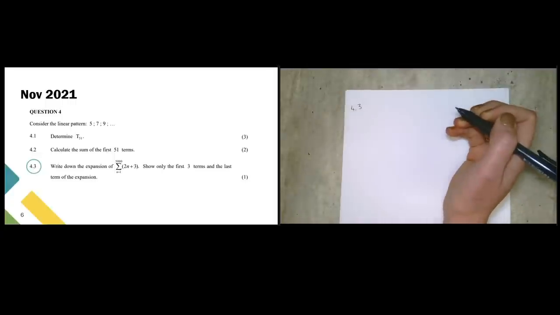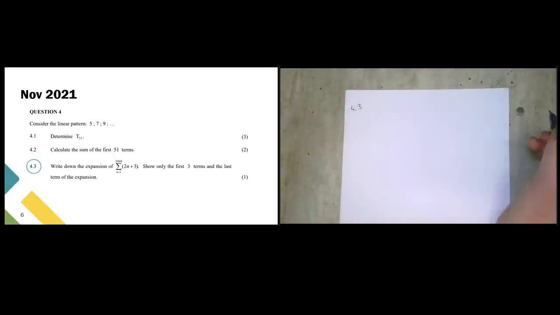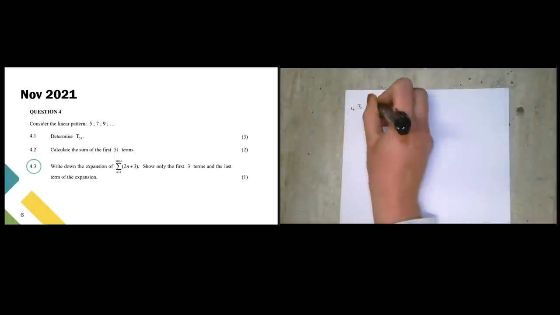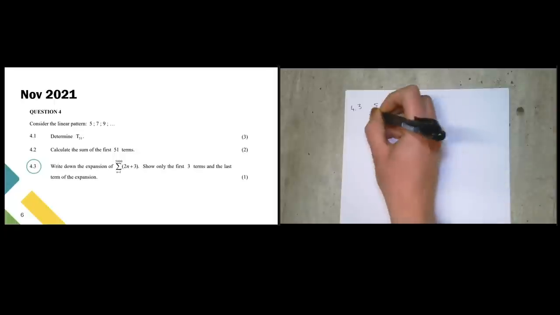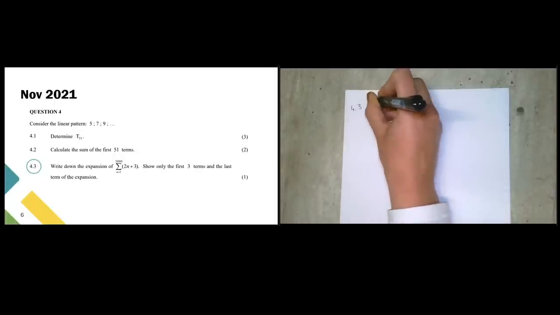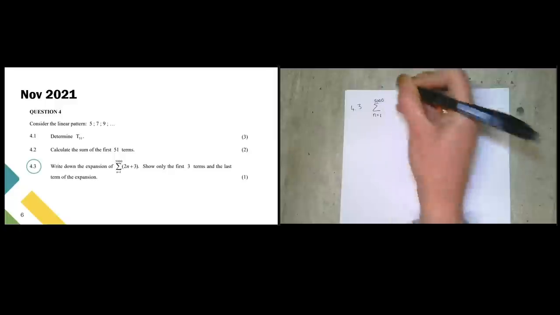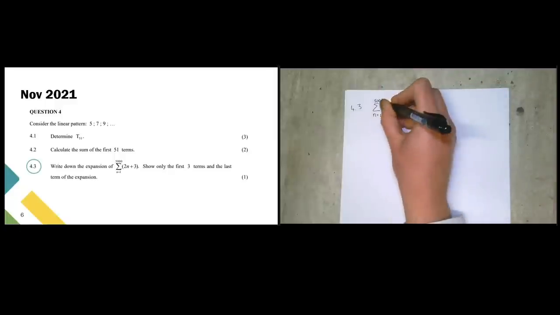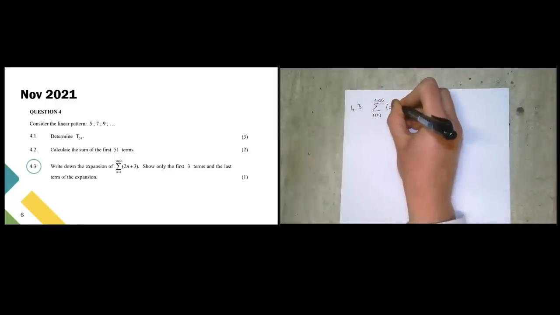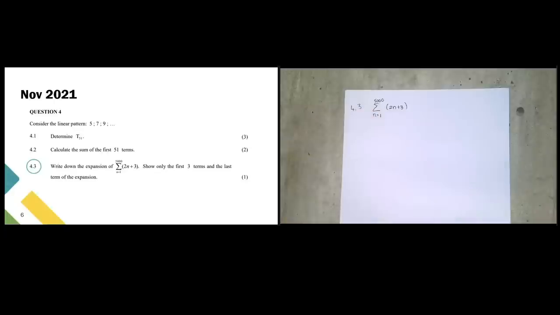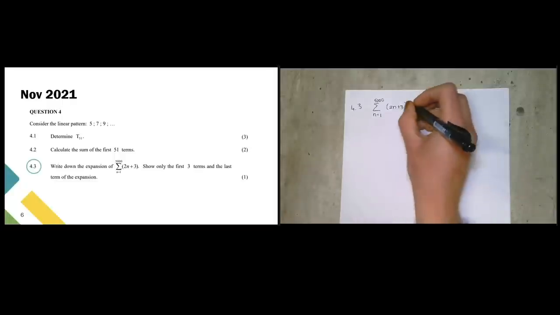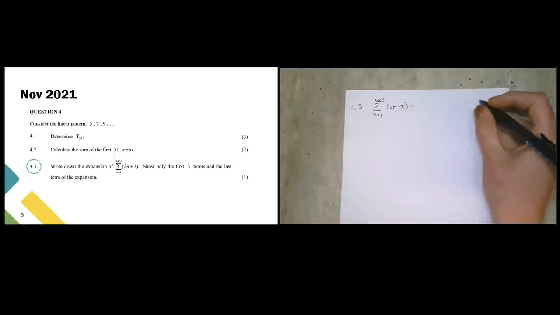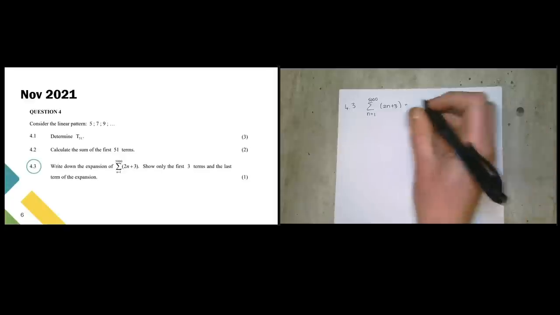write down the expansion. That means I must write out, they've given me sigma notation, n, the first number I must sub in is 1, the last number I'm going to substitute in is 5,000, and the general rule is 2n plus 3. Show only the first three terms and the last term of this expansion. So they want us to write out the first three numbers and the last number. So let's go work it out.